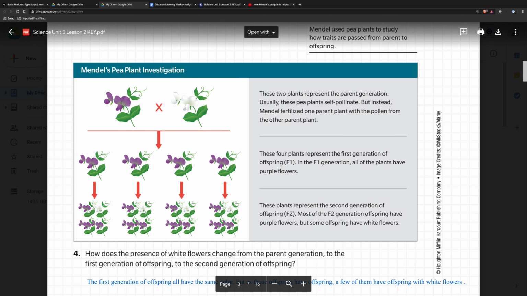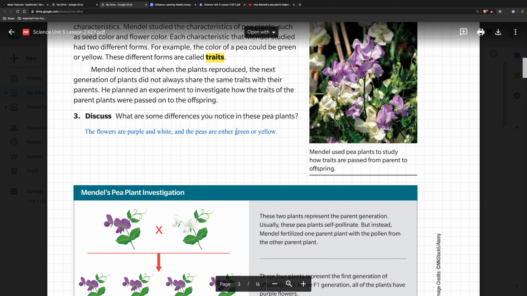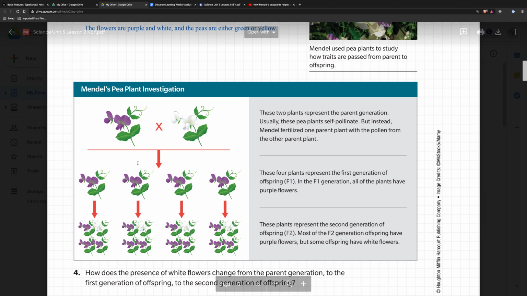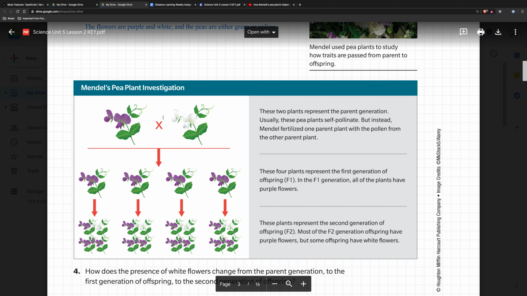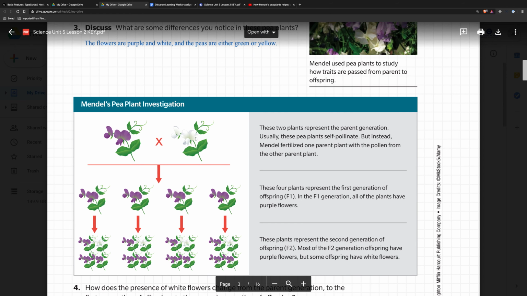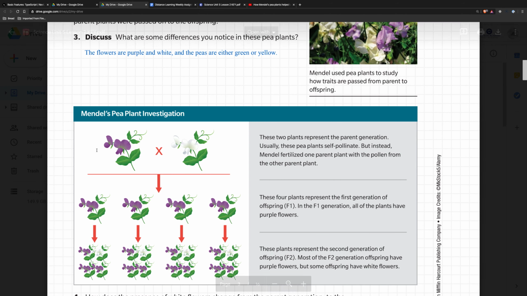Now, what he did was he got a cotton swab or something, and he would collect pollen from one of the plants, like the white ones, and he would pollinate the purple ones with the pollen from the white pea plant, or vice versa.